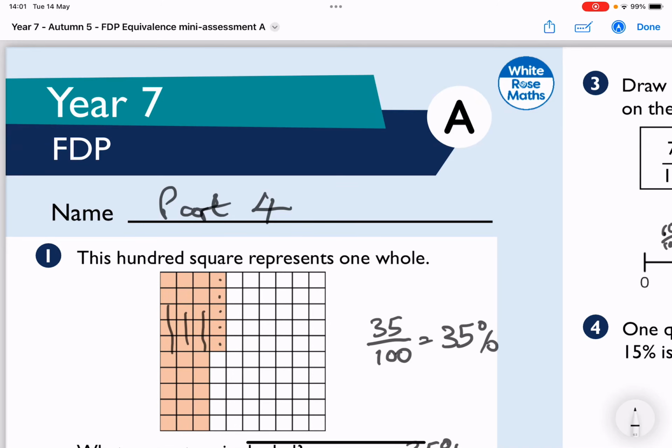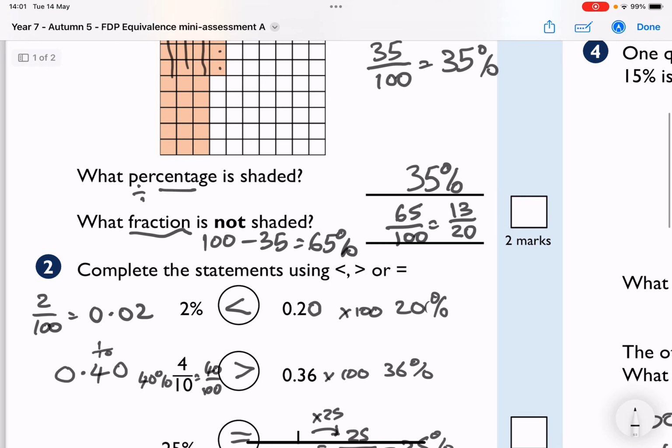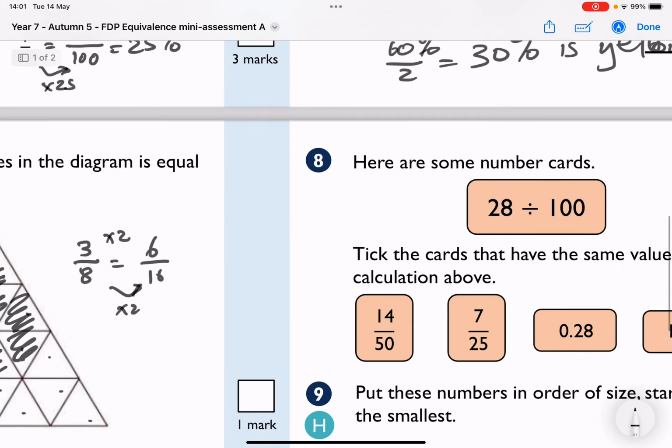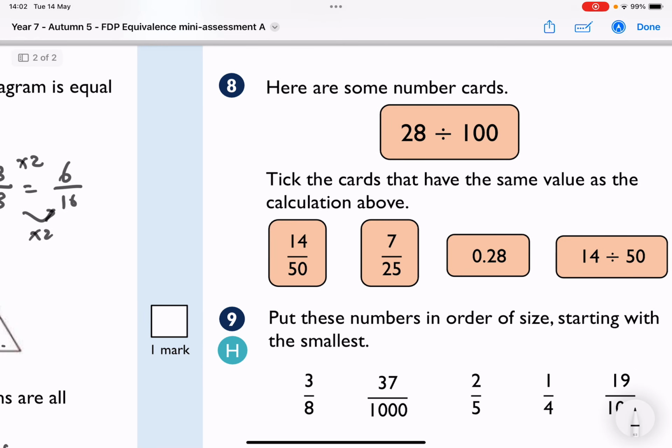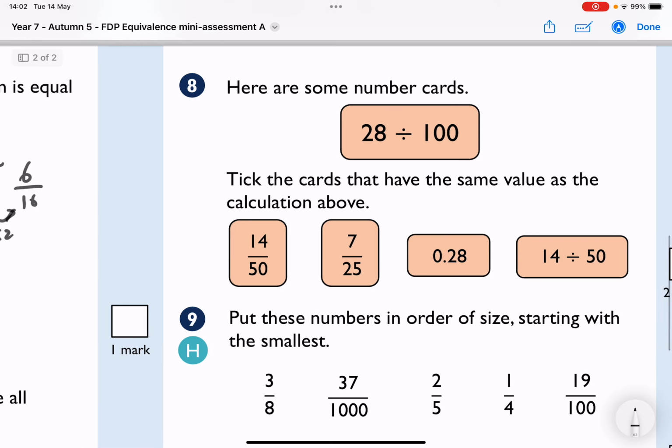Okay, Year 7, Fractions, Decimals, Percentages, Part 4. Let's go and find the question right down here. Here are some number cards. Tick the cards that have the same value as the calculation above, 28 divided by 100. So I usually would write that as a fraction, 28 over 100, so it's easy to see.